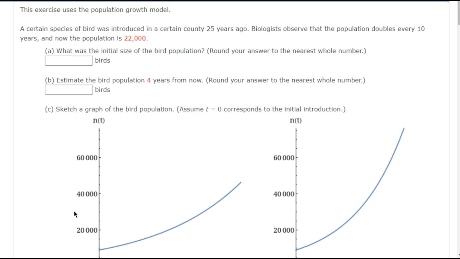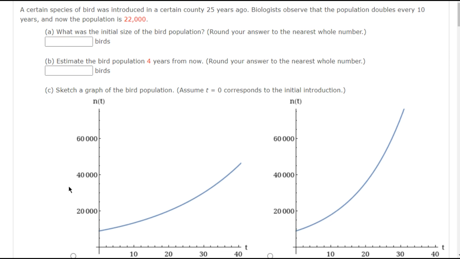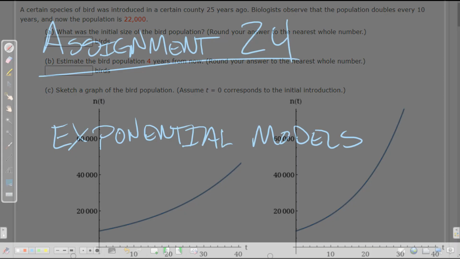Okay, here we have a population growth model. A certain species of bird is introduced 25 years ago. Biologists observe that the population doubles every 10 years, and that right now, after 25 years, the population is 22,000. So let's try and write a model that can describe this scenario.